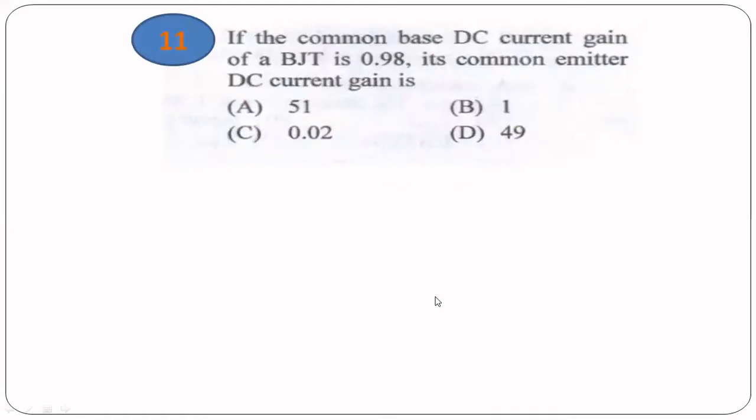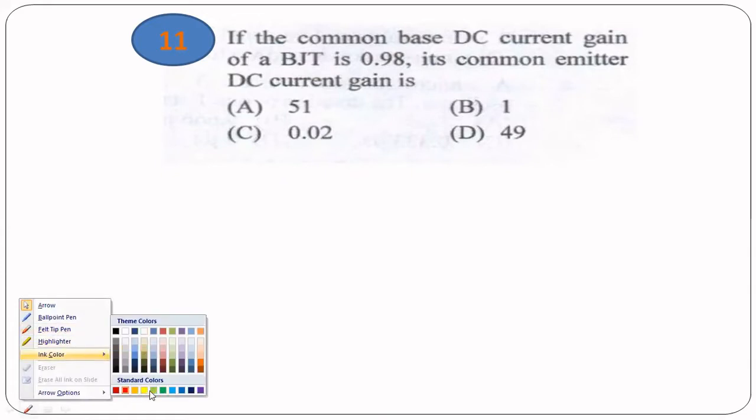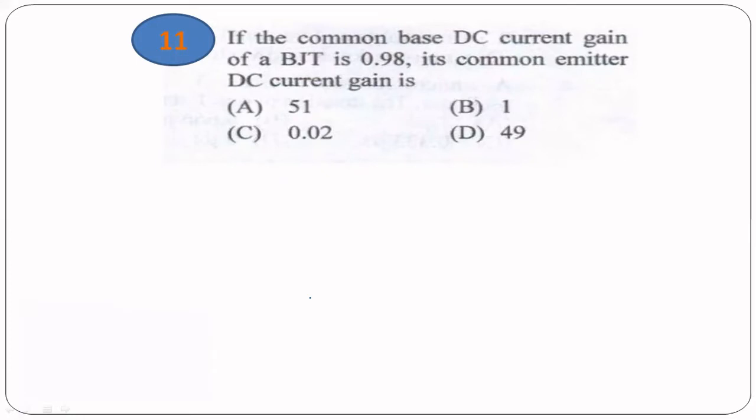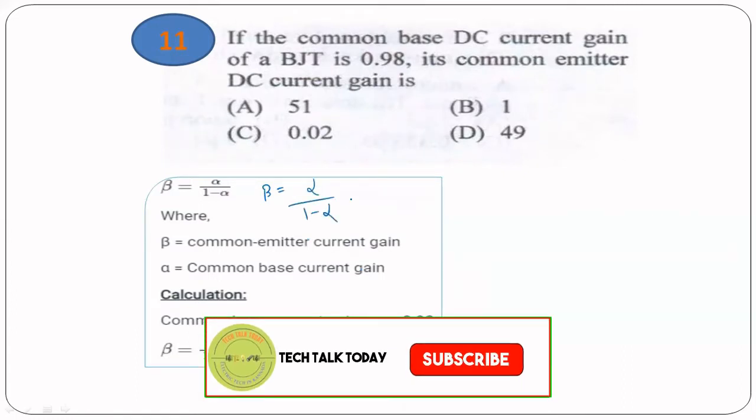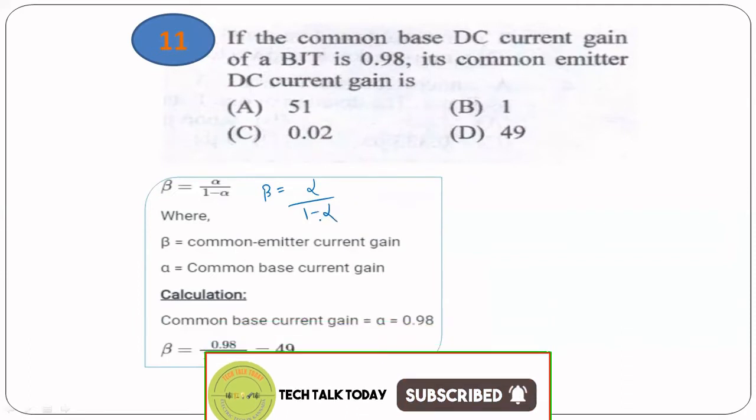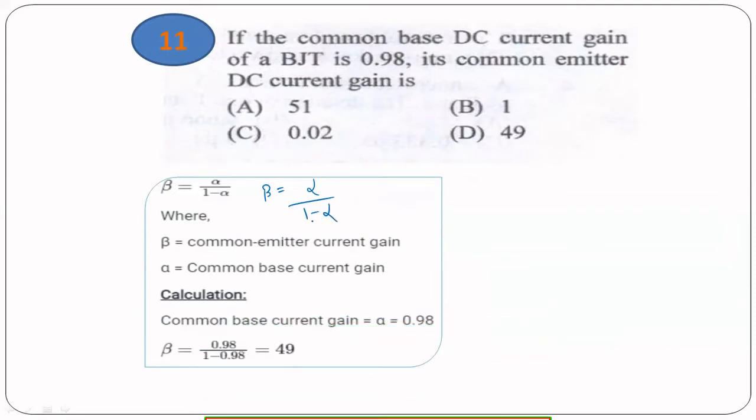If the common base DC current gain of a BJT is 0.98, then what is its common emitter DC current gain? We need to find the DC current gain of the BJT. The formula to calculate the current gain is beta equals alpha divided by 1 minus alpha, where beta is the common emitter current gain and alpha is the common base current gain, right?